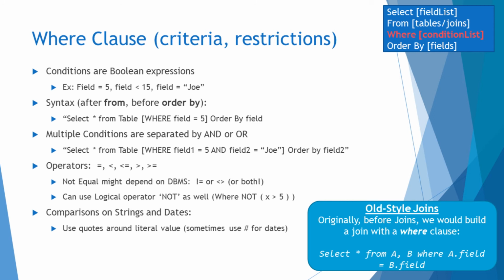Also, with comparisons on strings and dates, make sure that you put quotes around your literal value. Some DBMSs will use a pound sign for a date to separate out dates from strings because it handles dates differently. Dates are done just a little differently than regular strings. You can imagine a date can be written as month, day, year. It can be written as day, month, year. It could be written as year dash month dash day, depending on how it's done.